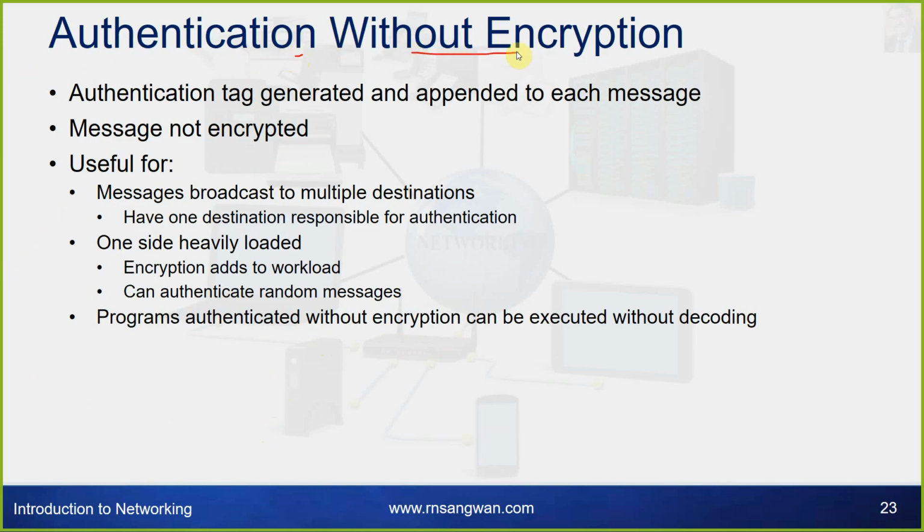Authentication without encryption. An authentication tag is generated and appended to each message. Messages are not encrypted. What are the situations where you can use authentication without encryption? It is useful for message broadcast to multiple destinations, having one destination responsible for authentication. When one side is heavily loaded, encryption adds to the workload. It can authenticate random messages. Programs authenticated without encryption can be executed without decoding.